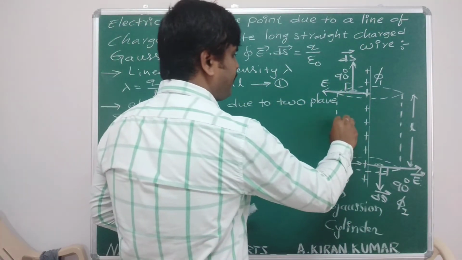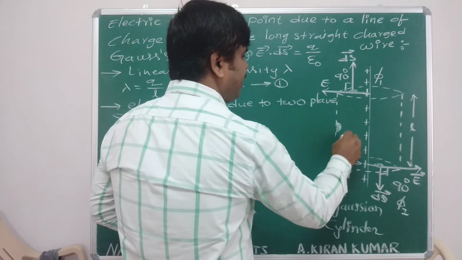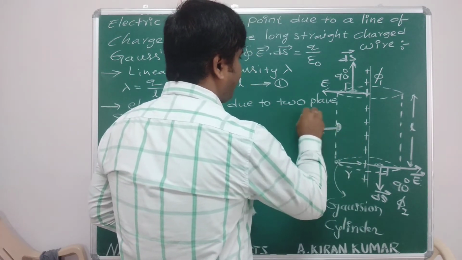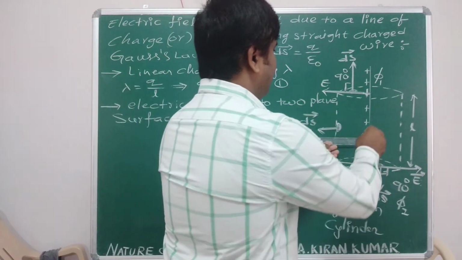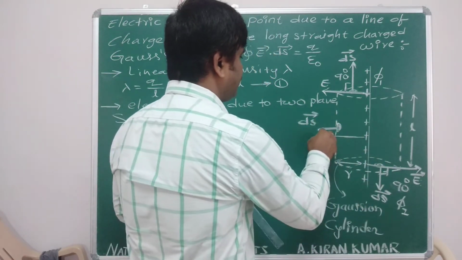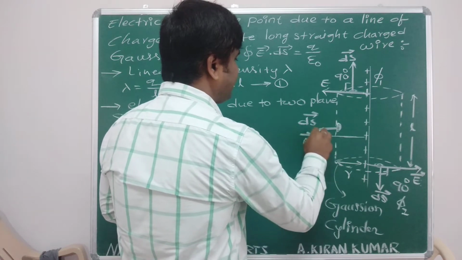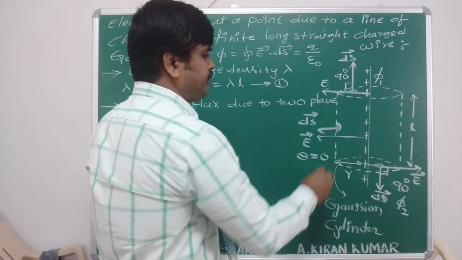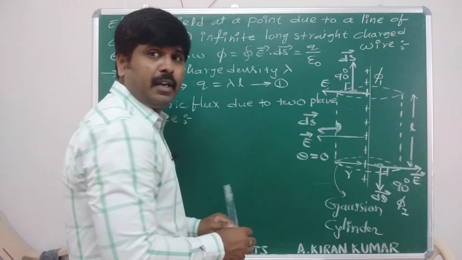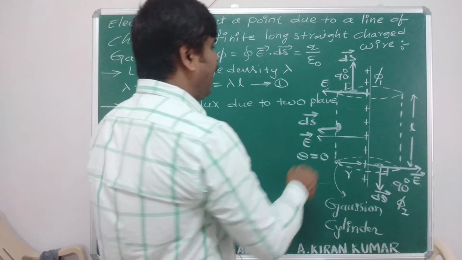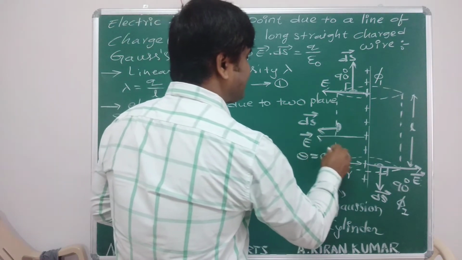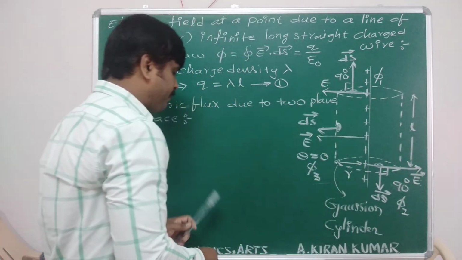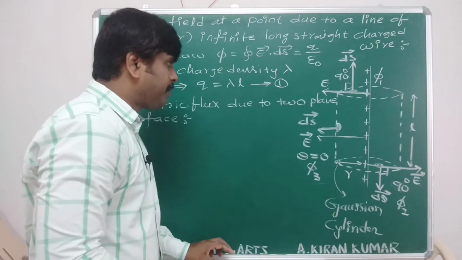And 1 curved surface is there. This area is ds and the area vector is ds bar, and the electric field is in the radially outward direction. So this is E bar. In this situation both are in the same direction, theta is equal to 0, because E bar and ds bar are along the same direction, and this area's flux is taken as phi 3. Try to understand, step by step we will do.